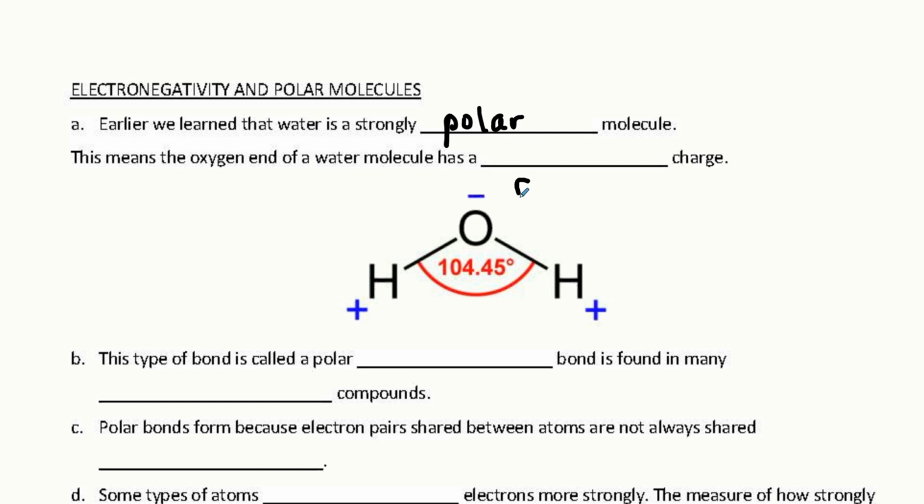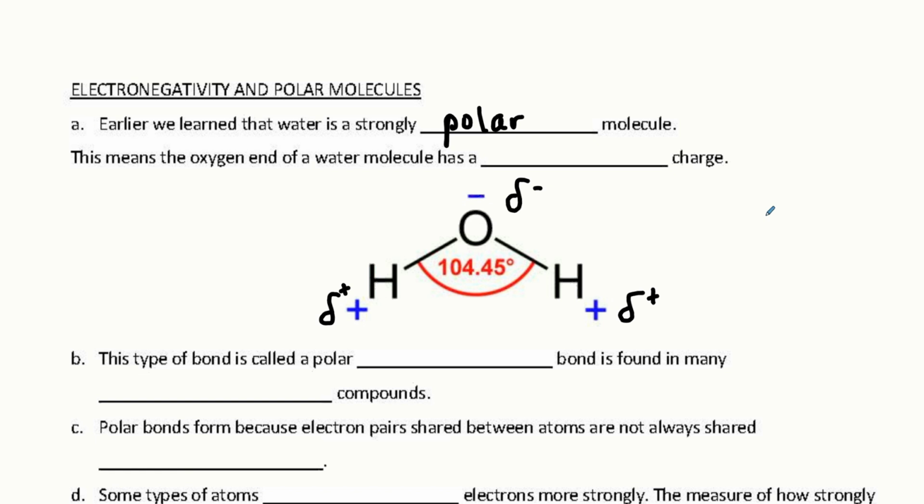This is what that looks like. This little symbol means partially negative. If the electrons are being pulled over here, that leaves the hydrogen end partially positive.